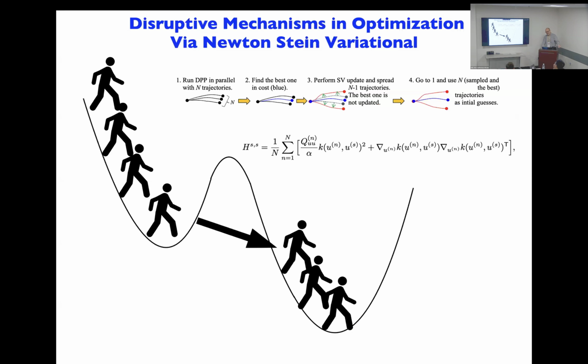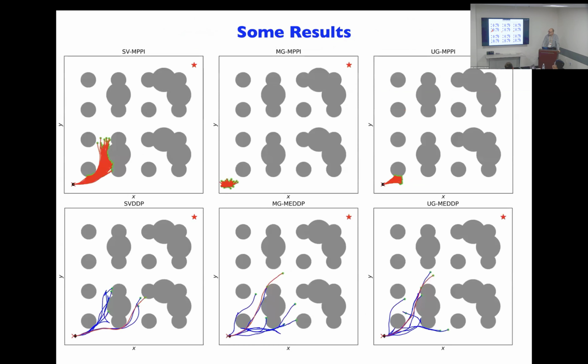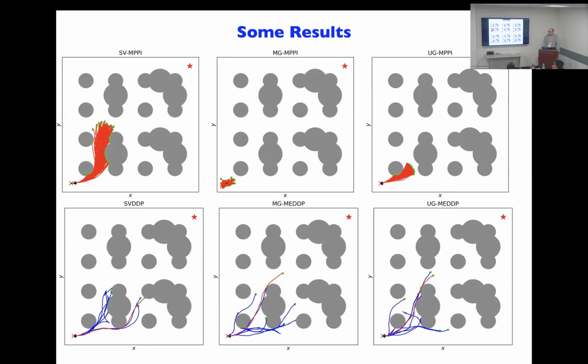And so another disruptive mechanism is to just go and use the Newton Stein variational update rule, but we apply that once every few iterations, not at every iteration. And so I just want to show you some results in simulation.